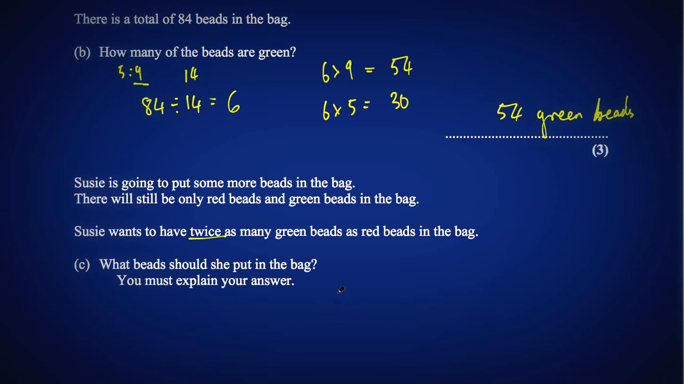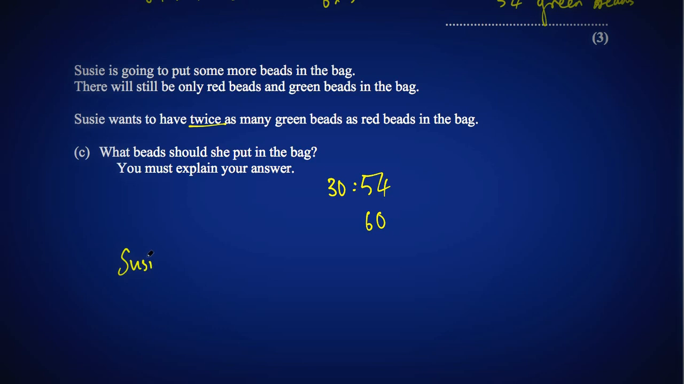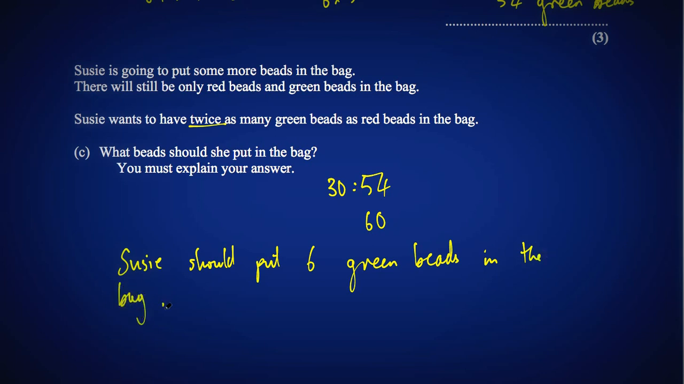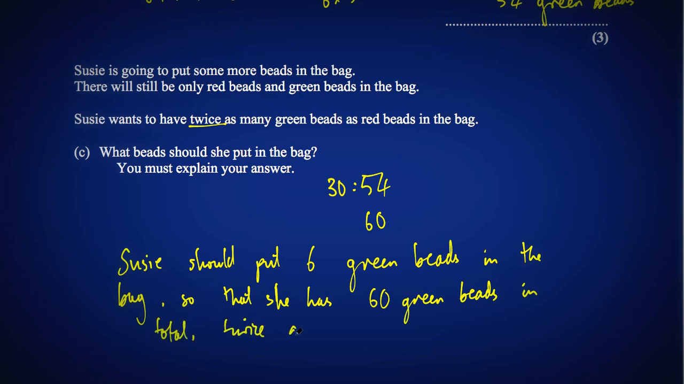So, at the moment she's got 30 red to 54 green, and she wants this to be twice as much as that number, so she just should increase this to 60. So we can say that Susie should put 6 green beads in the bag, so that she has 60 green beads in total, twice as many as the 30 red beads.